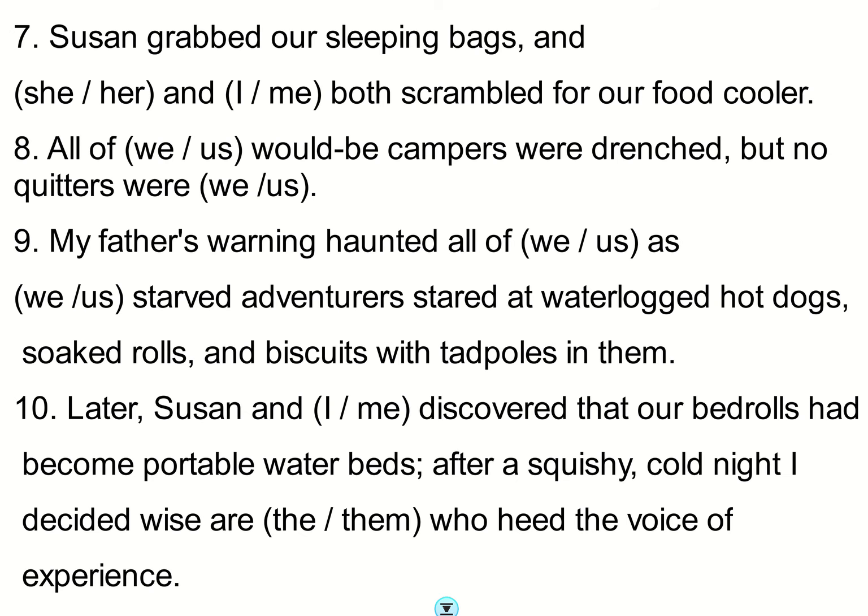Okay, on to the next page. This one is a compound sentence. So we have Susan grabbed our bags. We don't need to worry about that part. It's this stuff with following, and that's the clause that we care about. She or her and I or me both scrambled for our food cooler. Both of those are going to be subjects. The verb is scrambled. And since they're both subjects, they both need to be from the nominative column. So we go with she and I.